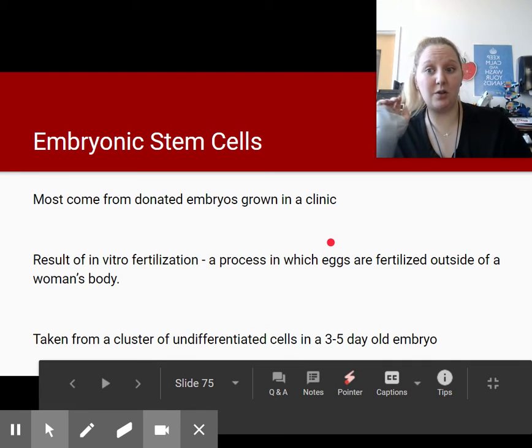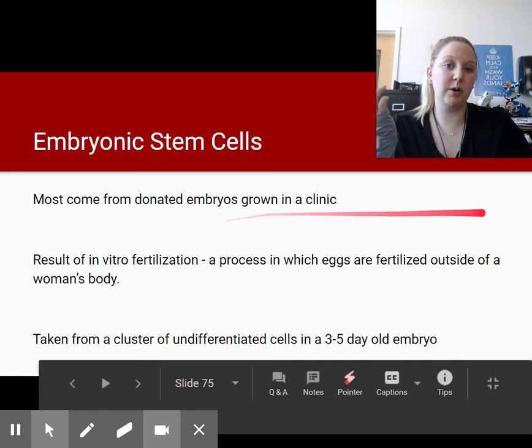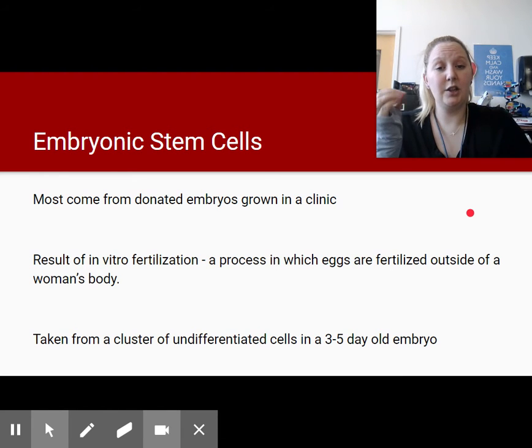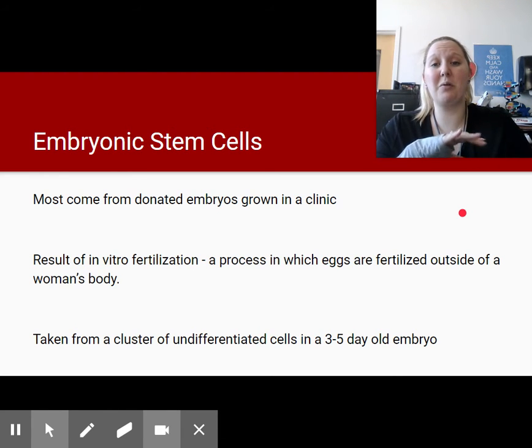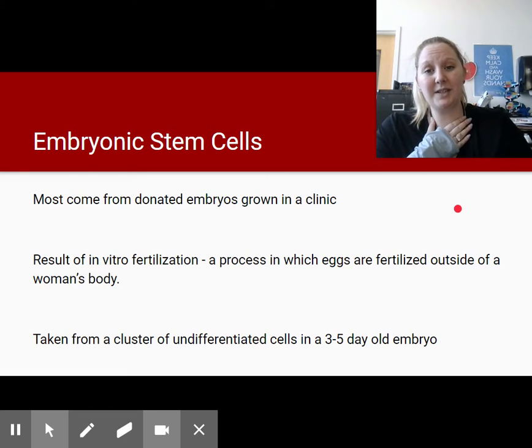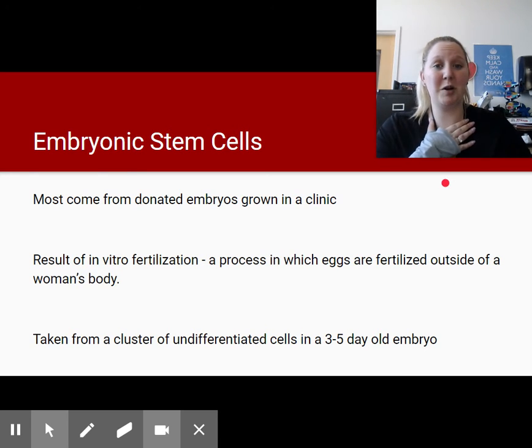Embryonic stem cells are those that come from donated embryos that are grown in a clinic. There are a lot of ethical issues around embryonic stem cells, and a lot of people don't feel that we should be doing this. As someone who studied science for 6 years, I see the scientific side of it. As someone who wants to be a mom, I see the mother side of it as well.